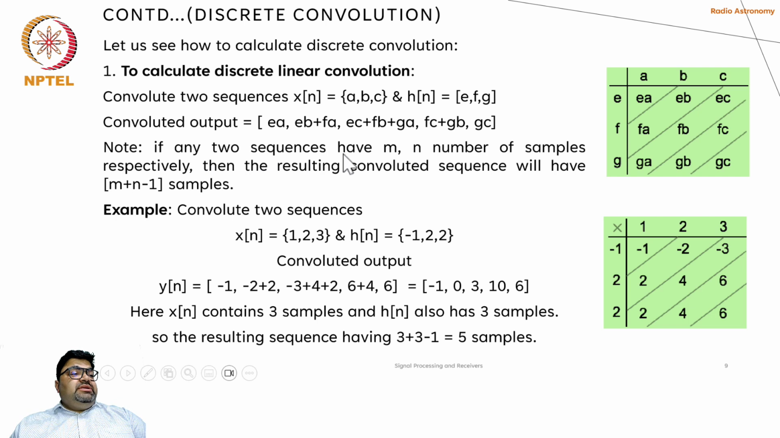If any two sequences have m and n numbers of samples respectively, then the resulting convolved sequence will have m plus n minus 1 samples.